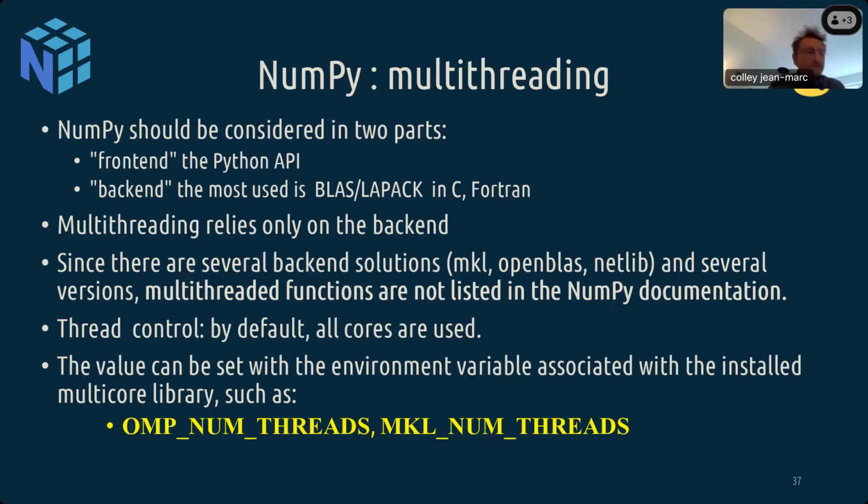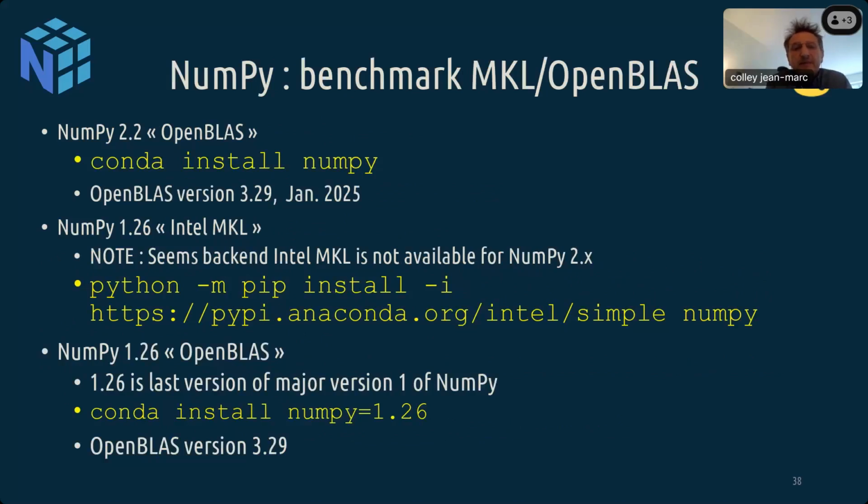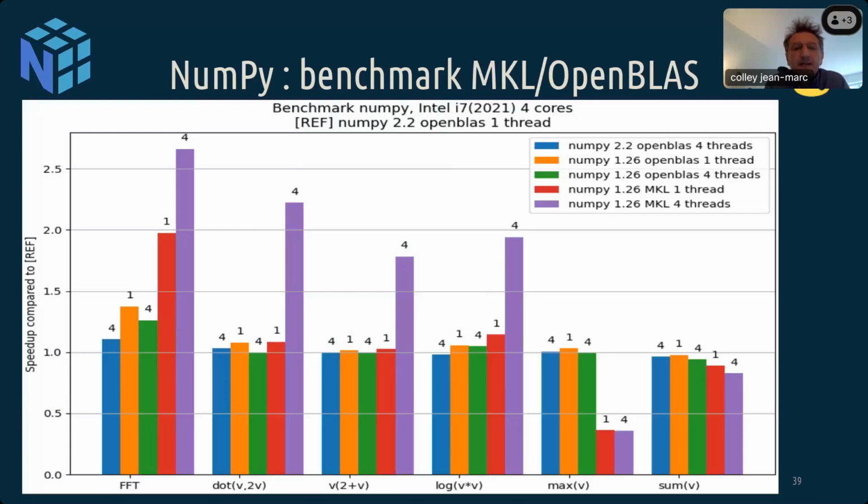We will compare two backends, MKL and OpenBLAS, with two versions of NumPy release, 2.2 and 1.26. On the slide, we have the installation command with CUDA. And we will compare also with 1 and 3 threads. The result is expressed as a speed gain compared to the reference version, NumPy 2.2 with OpenBLAS. Result 1 means the same time of processing as the reference.